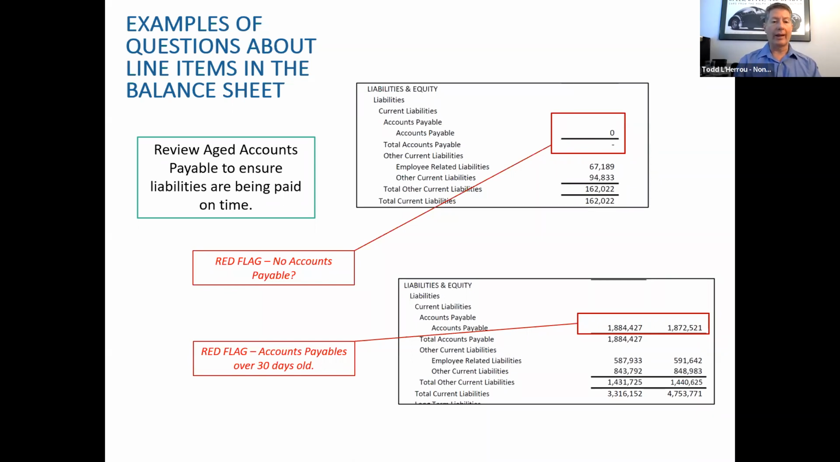If you see there's no accounts payable, you want to verify, are there actually no accounts payable, or is there some other reason why that's not showing up? Have bills not been recorded in the system that should have been? Is there something else going on here? Another red flag, as we mentioned, is accounts payables over 30 days old. So that would be the AAR report. If you see that starting to grow, or you see that doesn't change from month to month, you should be beginning to be worried about that.